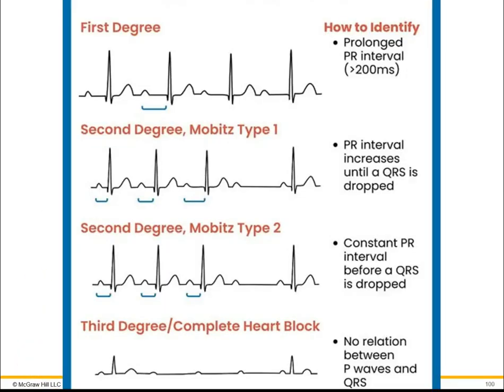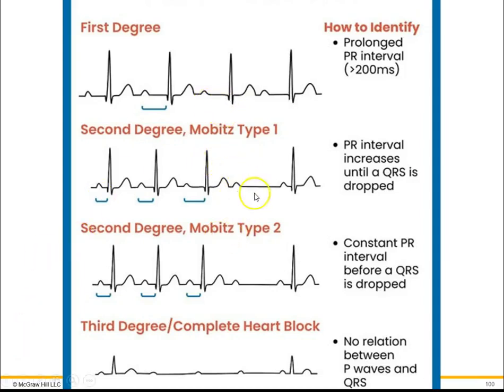Here's what they look like on EKG. So here's first degree AV block. The definition of first degree AV block is going to be a PR interval greater than 200 milliseconds. All you really need to know is that this PR interval is longer than it should be, and that's indicating that there's slow conduction of that impulse throughout the heart's conduction system.